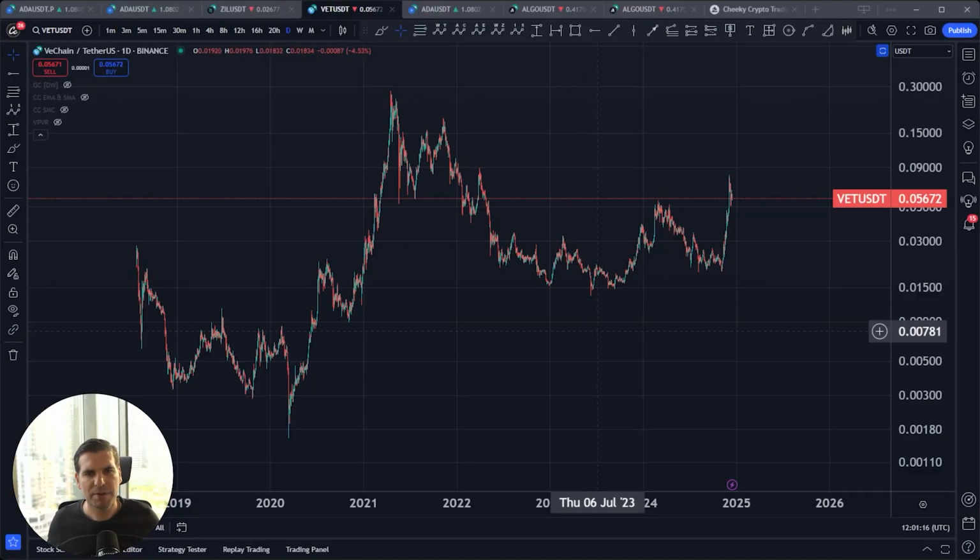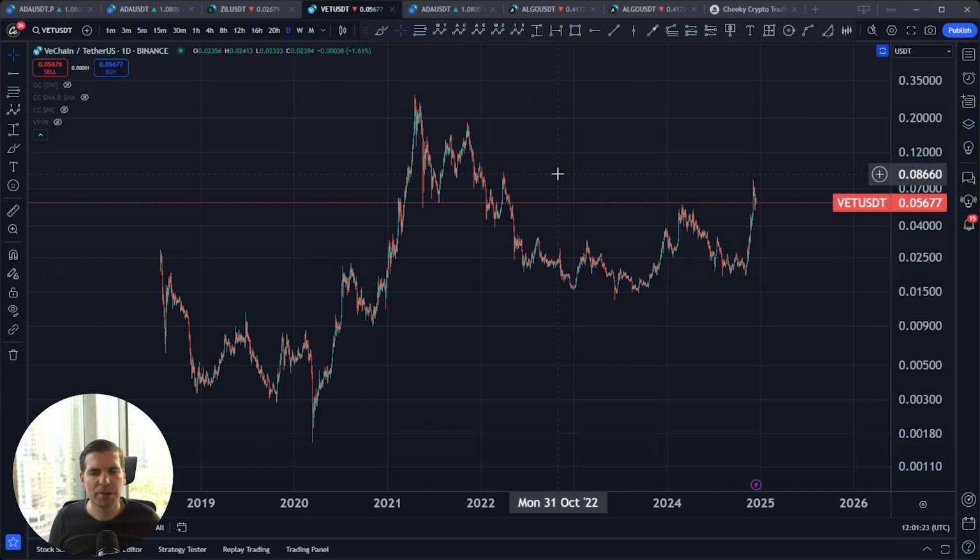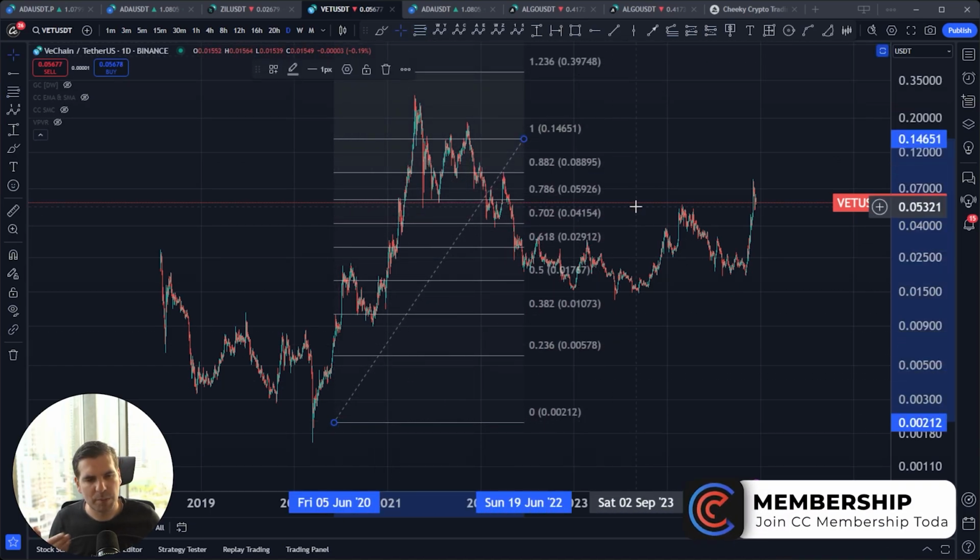Okay, guys, so here we have Vechain paired up with USDT. We're on the 1 day Binance chart here, and we're going to be using a couple of tools to help guide where we think the price action could be going for Vechain in the 2025 bullish market. The first thing we're going to use is a Fibonacci retracement tool.